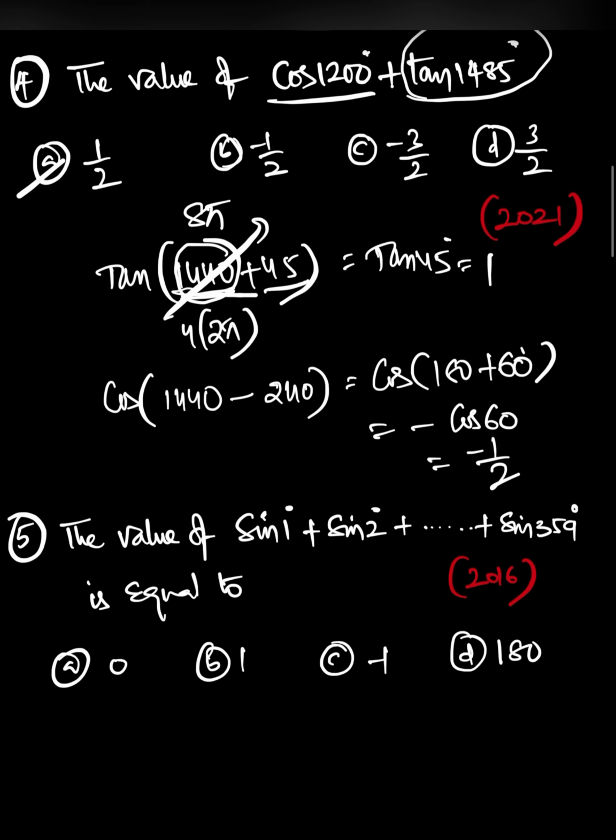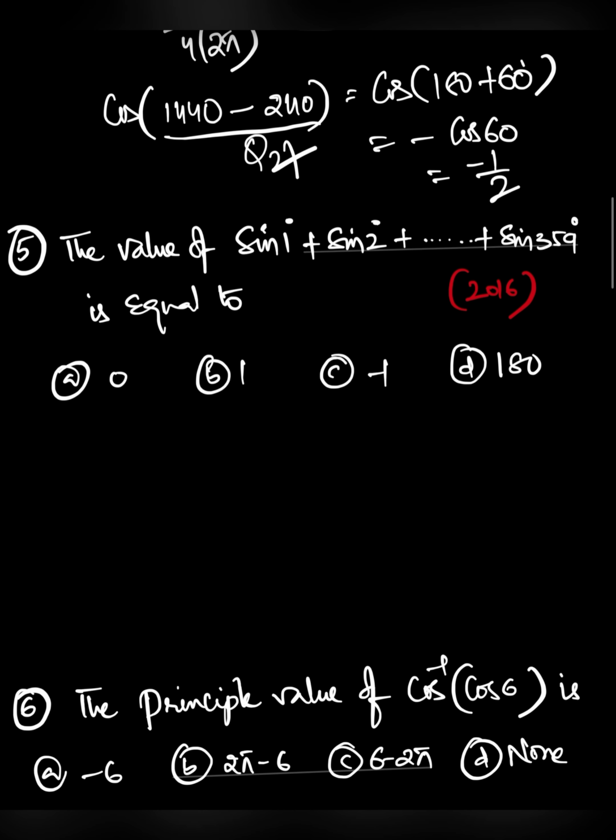So this one will be 1440 plus theta, and this is 1440 minus theta. One more thing: 1440 plus theta is in the first quadrant, then 1440 minus theta is in the fourth quadrant. In the fourth quadrant, cos is anyway positive, and we get cos 240. 240 is 180 plus 60. Next, move on to the fifth question.